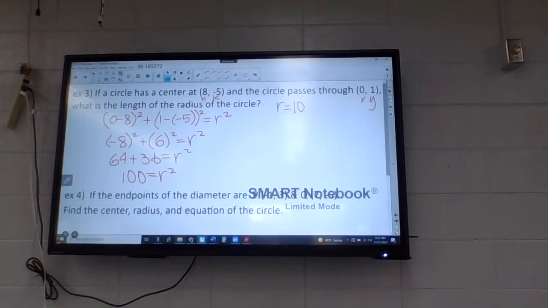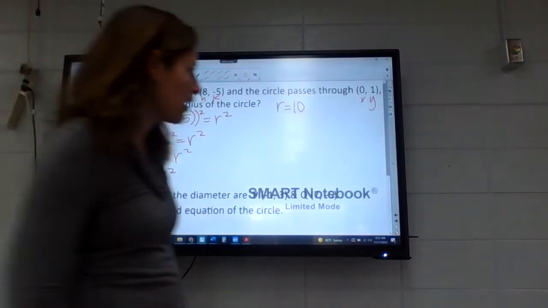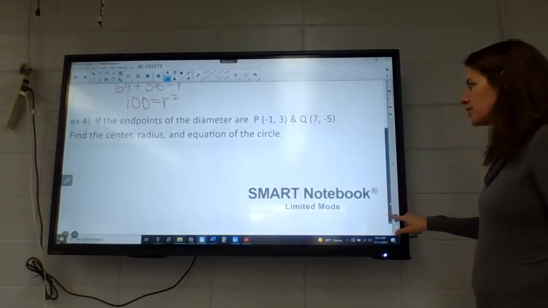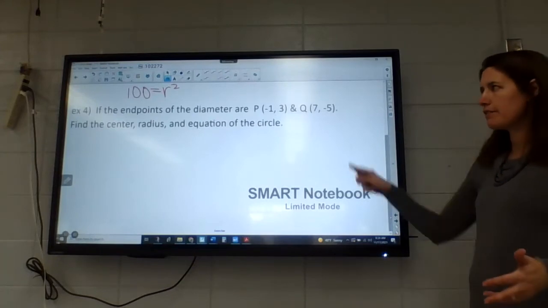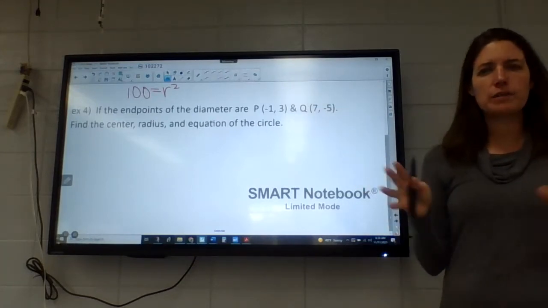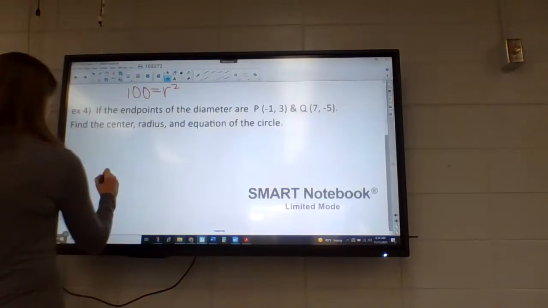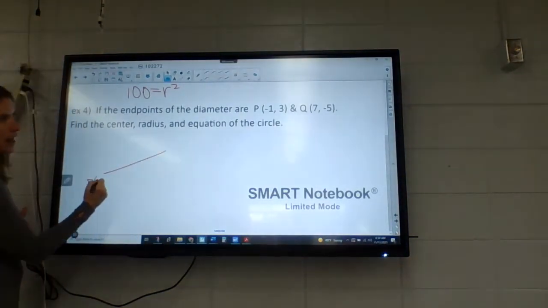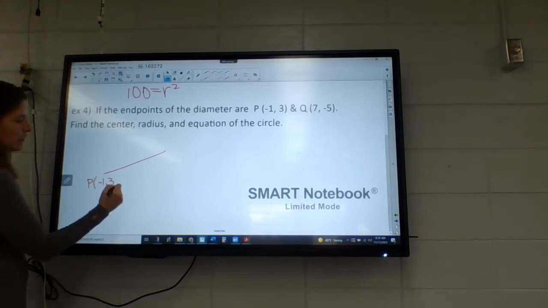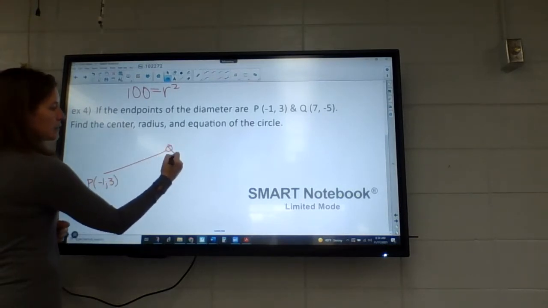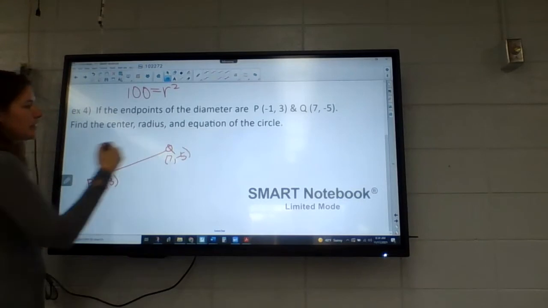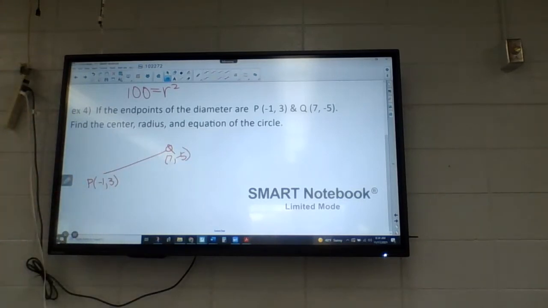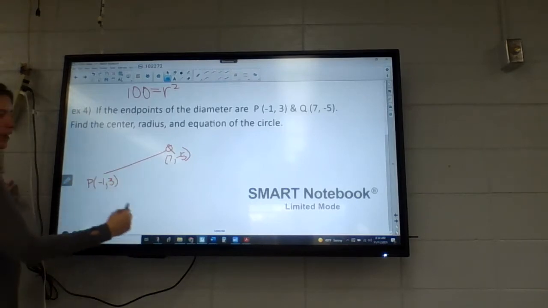So, if they're giving me the endpoints of the diameter, now again, I'm not going to graph this, so you're going to have to bear with me that these points might throw some of you off. If we have the endpoints of the diameter, it doesn't really matter what it looks like. So I've made P at (-1, 3), and then Q at (7, -5). That doesn't look anything like what it should look like, but just bear with me. Those are the endpoints of the diameter, so I would draw a circle around those.